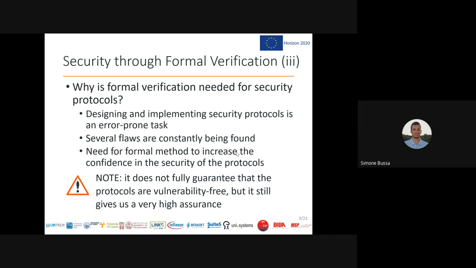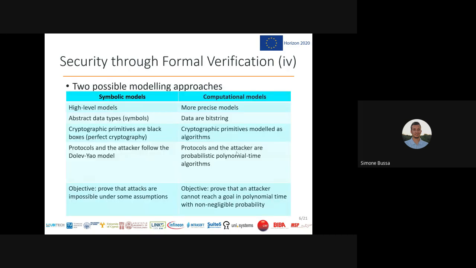There are two possible modeling approaches used to build the model of a system: symbolic models and computational models. Symbolic models are high-level models that use abstract data types that are called symbols. And here we can say that the main difference with the other approach is that with symbolic models, we consider cryptographic primitives as black boxes.